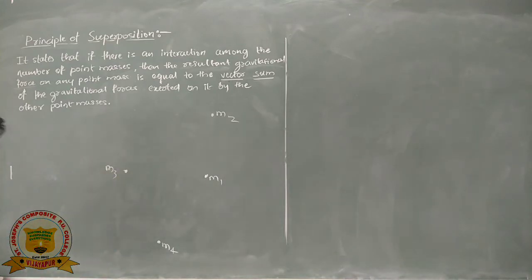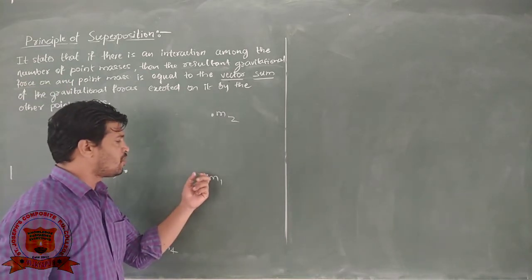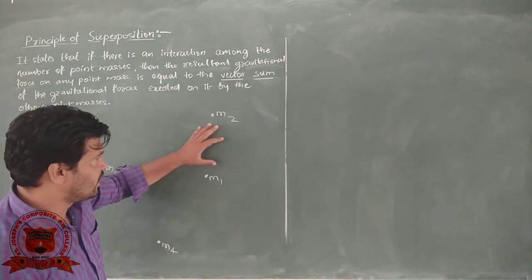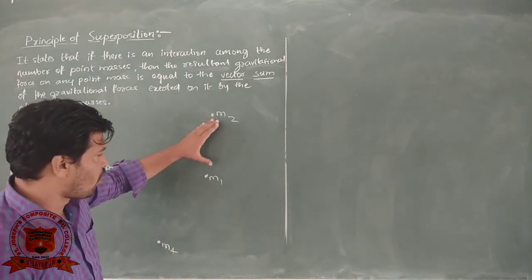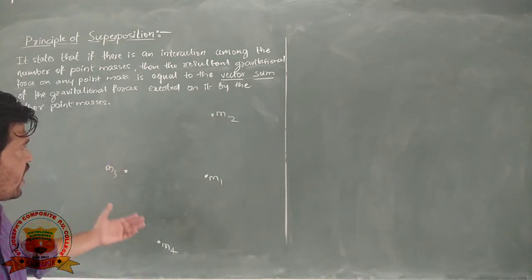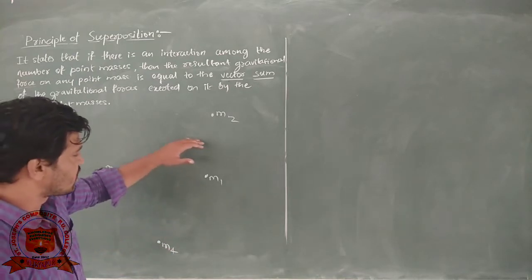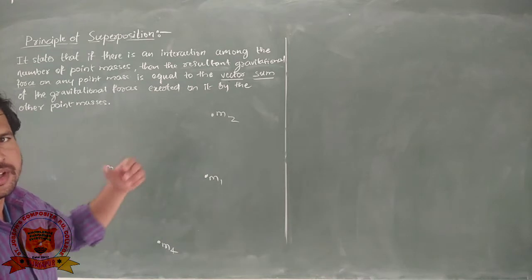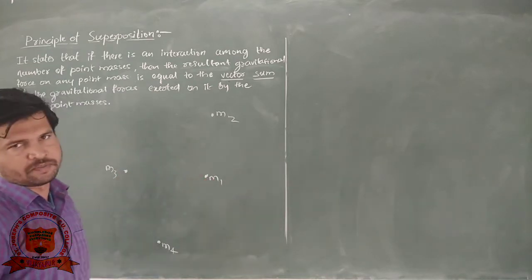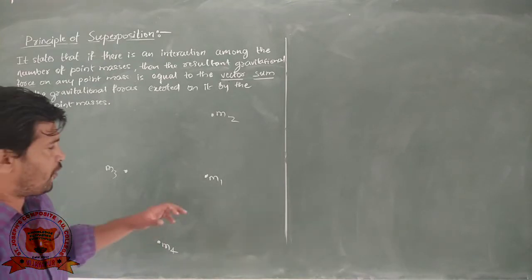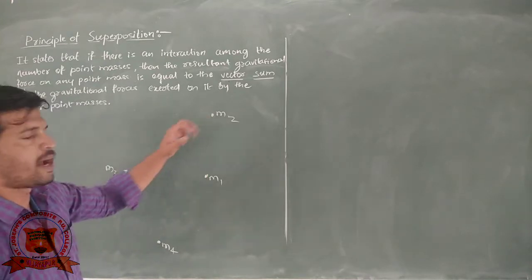Now according to this principle of superposition, to calculate the resultant gravitational force on m1, first we have to calculate the individual forces exerted on m1 due to these point masses, that is m2, m3 and m4, and then we take the sum of these individual forces, and that vector sum of the forces gives us the resultant force on m1. So first we have to calculate the individual force on m1 exerted by m2.